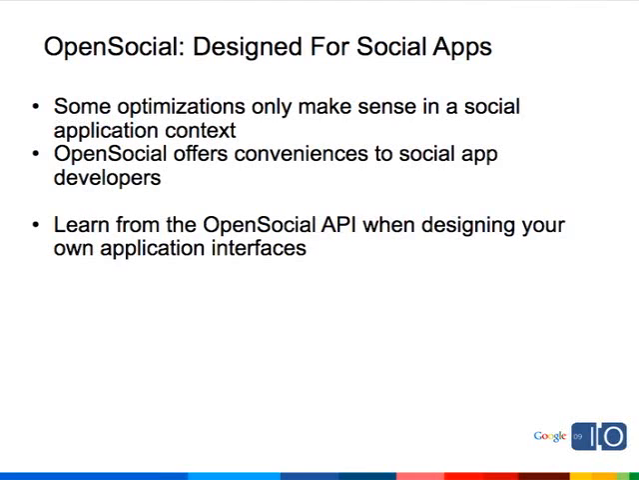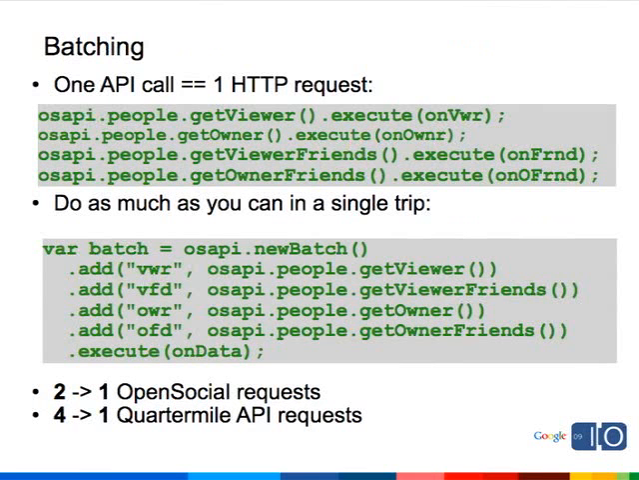One thing that I'd like to point out is that when you examine the OpenSocial API, a lot of it seems possibly confusing. But a lot of the decisions were made for scaling reasons. And so when you're designing your own APIs, like we did with QuarterMile, we actually took advantage of some of these and mimicked what was going on. For example, we took advantage of batching. So the idea is that you want to minimize HTTP requests. Whenever you're doing a social call, if you do it incorrectly, then it'll cause one HTTP request each time you make the call.